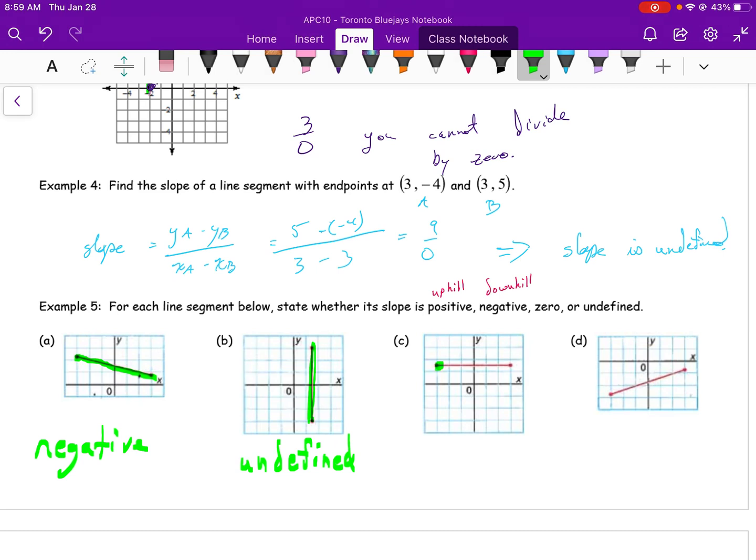For C, as I move left to right, this is flat. The slope is 0. For D, as I move left to right, what do I see? I see that I'm going uphill. So again, left to right, I'm going uphill. So this implies that my slope is positive. And really, that's all there is to it. Always read a graph left to right.